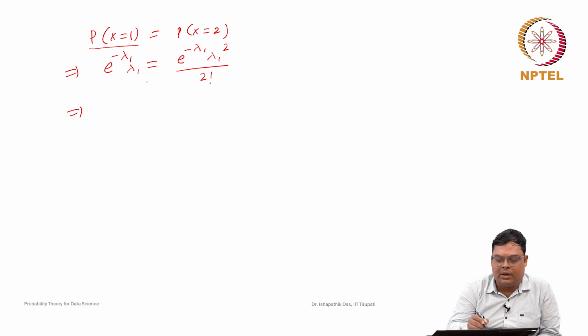Now, if you simplify these things, e to the power of minus lambda 1 is positive and lambda 1 is also positive, so we can divide by e to the power of minus lambda 1 times lambda 1. So, this gives 1 equal to lambda 1 by 2, which implies lambda 1 is equal to 2.